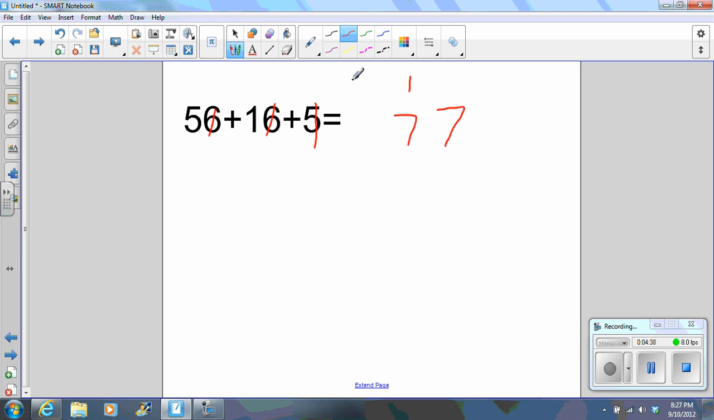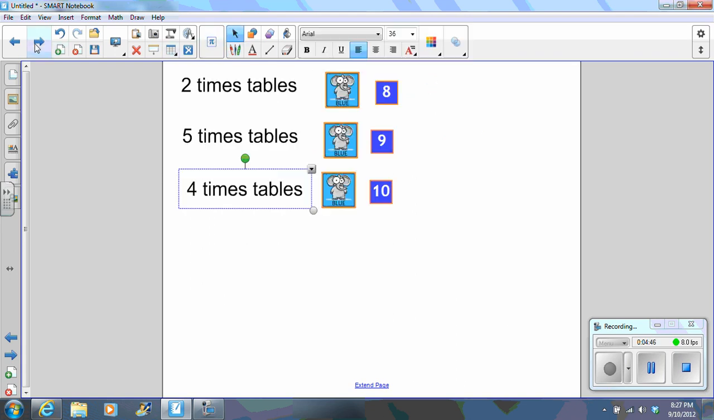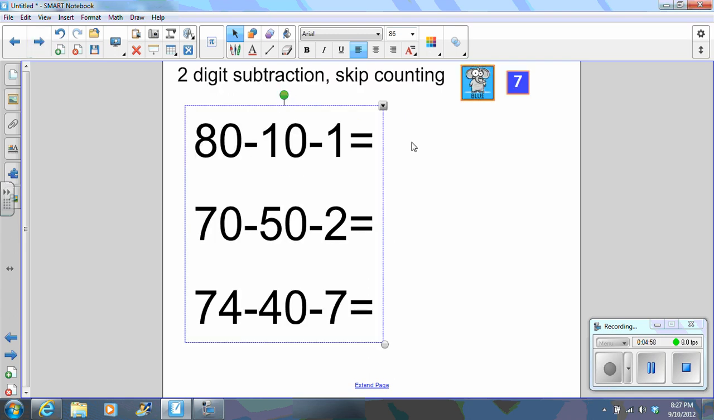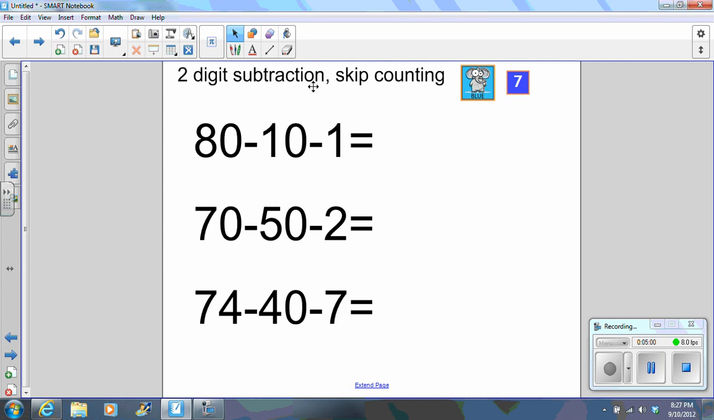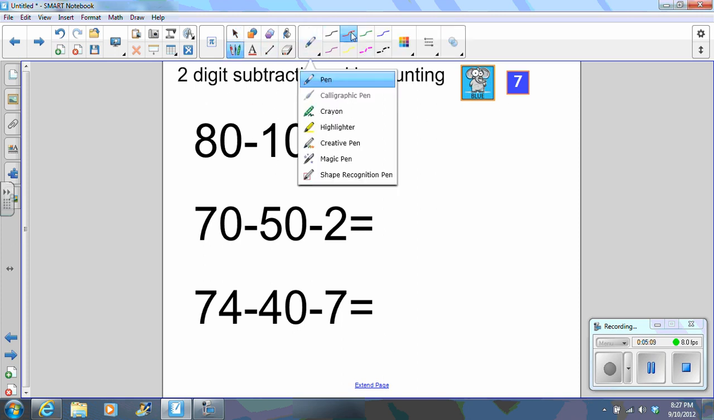So you can see once students have the understanding of doing the vertical addition, they can apply these strategies mentally and work them out a quicker way. With the rapid recall, for Year 3, Level 8, 9 and 10 is 2s, 5s and 4 times tables. We've covered all of those. This one here is 2-digit subtraction skip counting, which is blue number 7. We haven't looked at that one yet, but with this one here we can use a similar method.